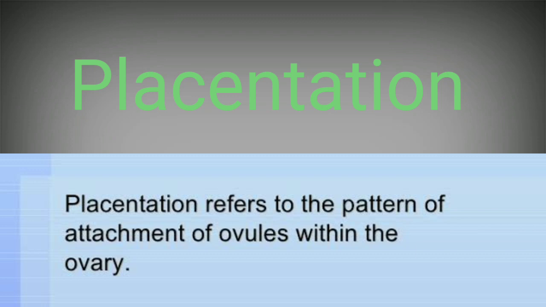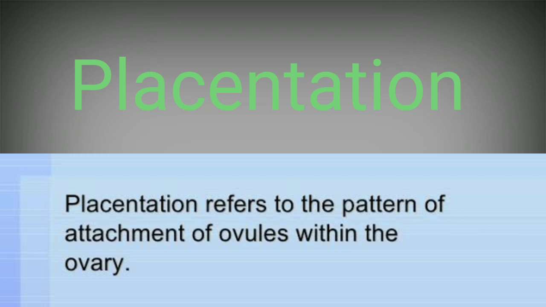And this marginal placentation can be seen in the pea, sweet peas, or any such leguminous plants, from the family Fabaceae. Then next comes axial placentation. In axial placentation, the placenta is axial and the ovules are attached to it in the multilocular ovary.